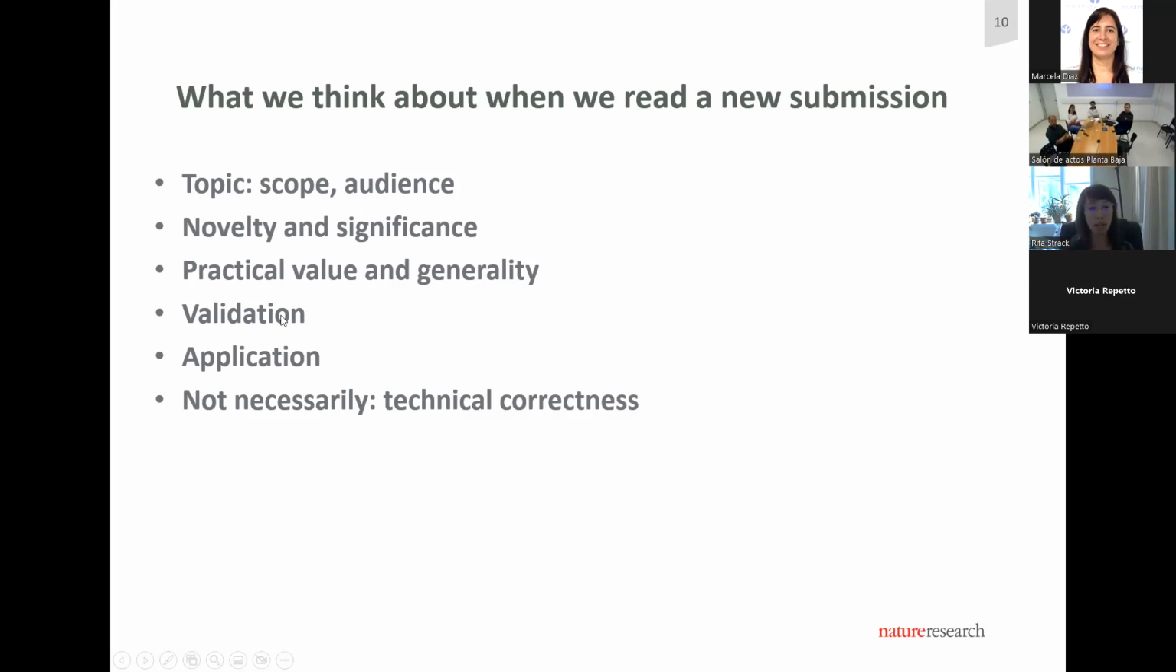Then we go into more technical details, like how well is it validated, how strong is the application. And although I consider myself the first reviewer of every paper I handle, I can't read absolutely everything for a very high level of technical correctness. We definitely rely on reviewers for that, but we are certainly looking at things like data quality. Are the controls there? Is it a challenging demonstration? These sorts of things are definitely things that we screen for at the editorial stage.